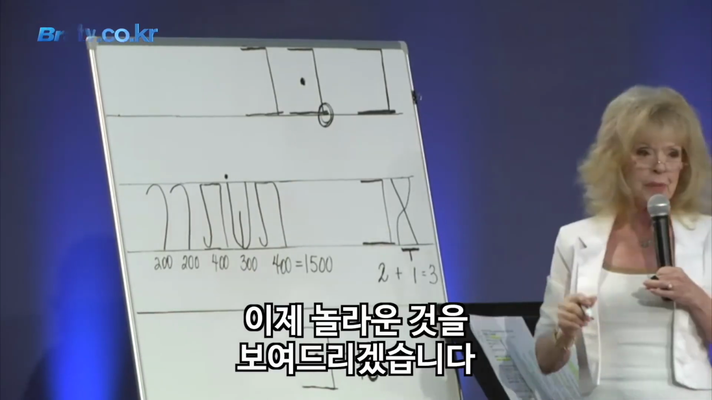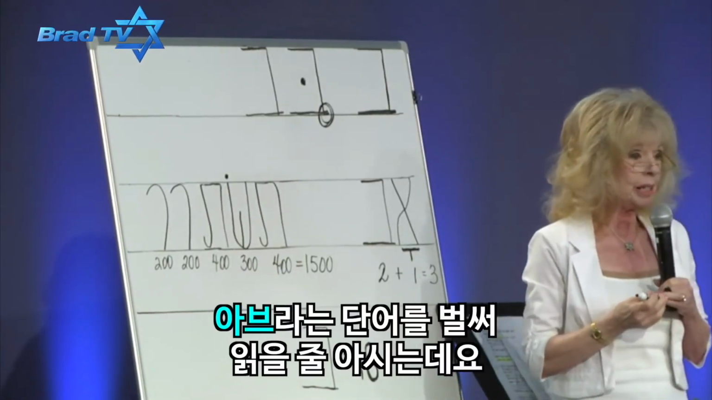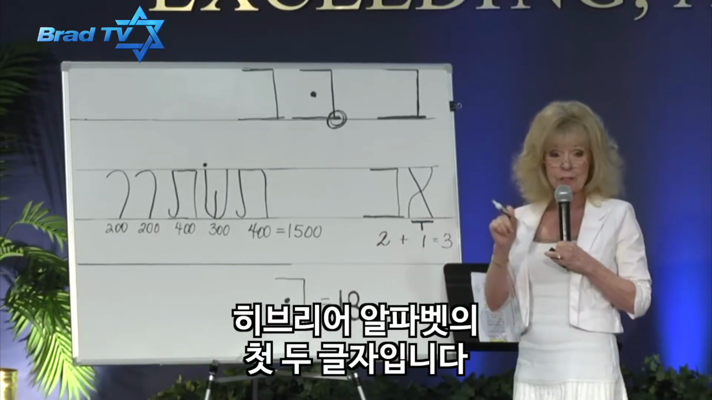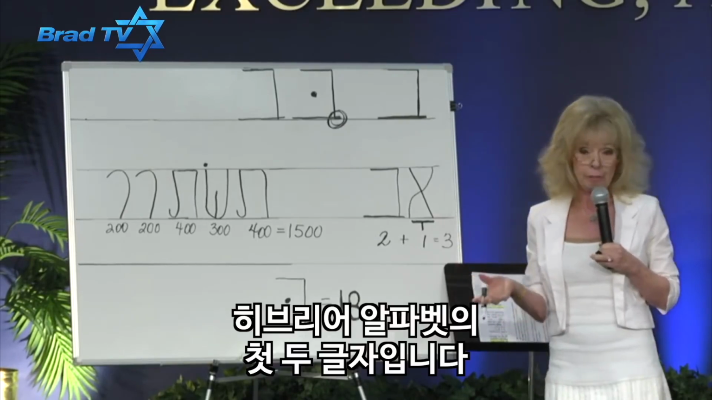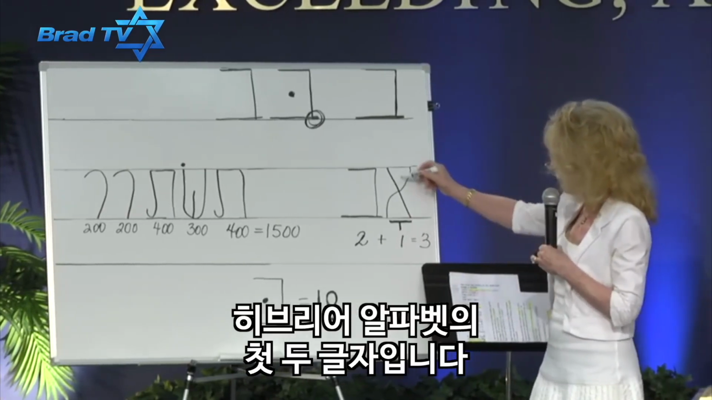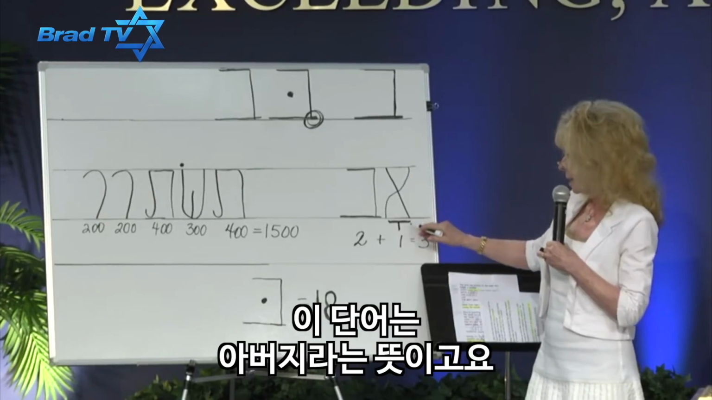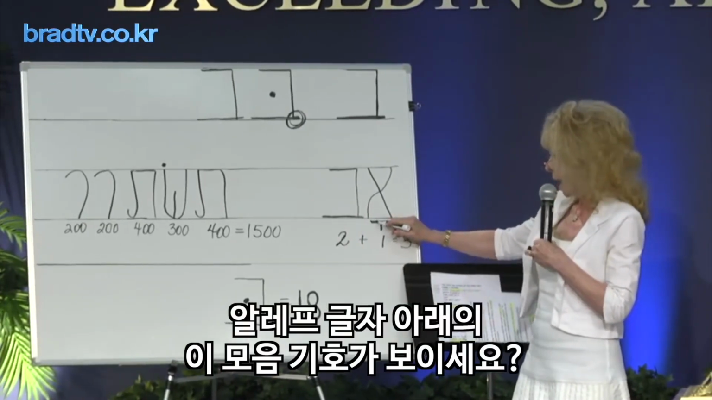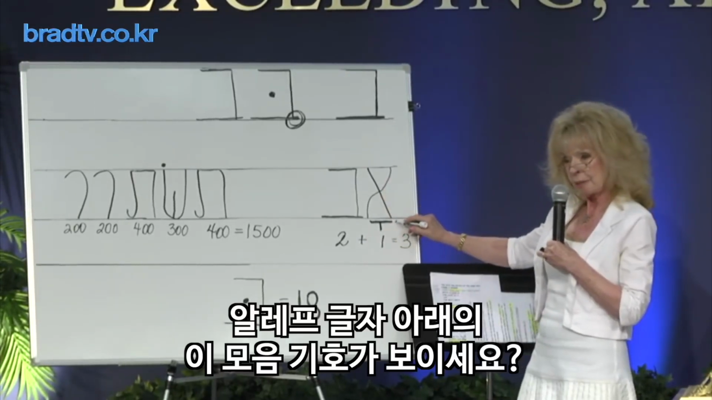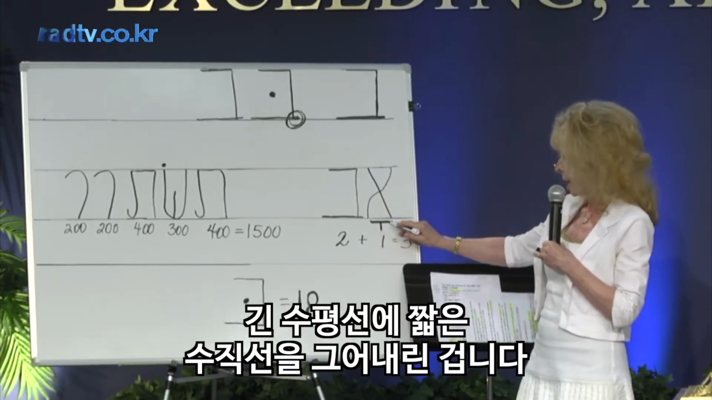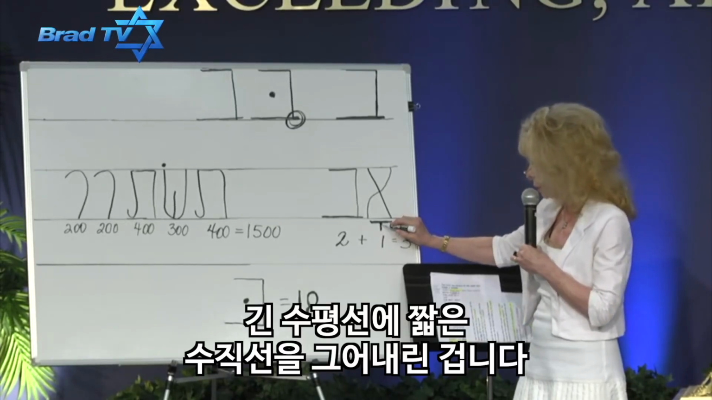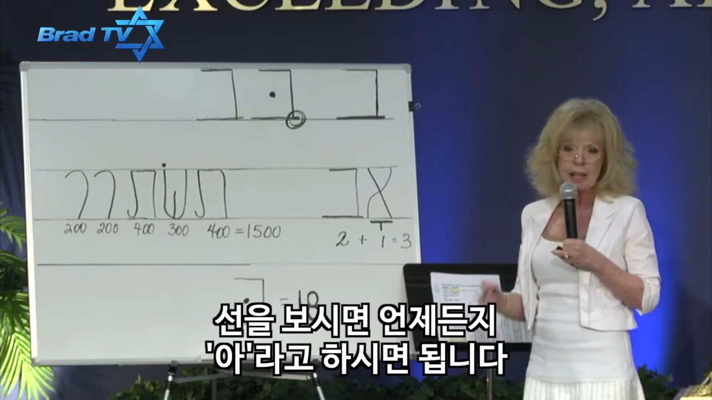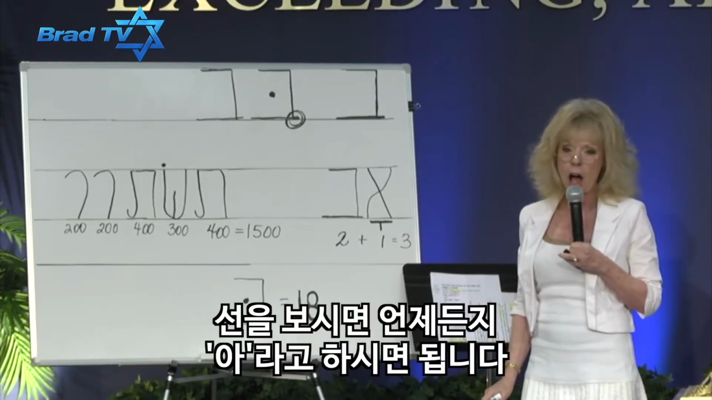Now I want to show you something amazing. You already knew how to read the word Av, right? Av, amazingly, is the first two letters in the Hebrew alphabet. So here we have this word, and it is the word Father. Now, do you see this vowel point under the aleph? It's just a horizontal line with a little short vertical line. This is your first vowel point.